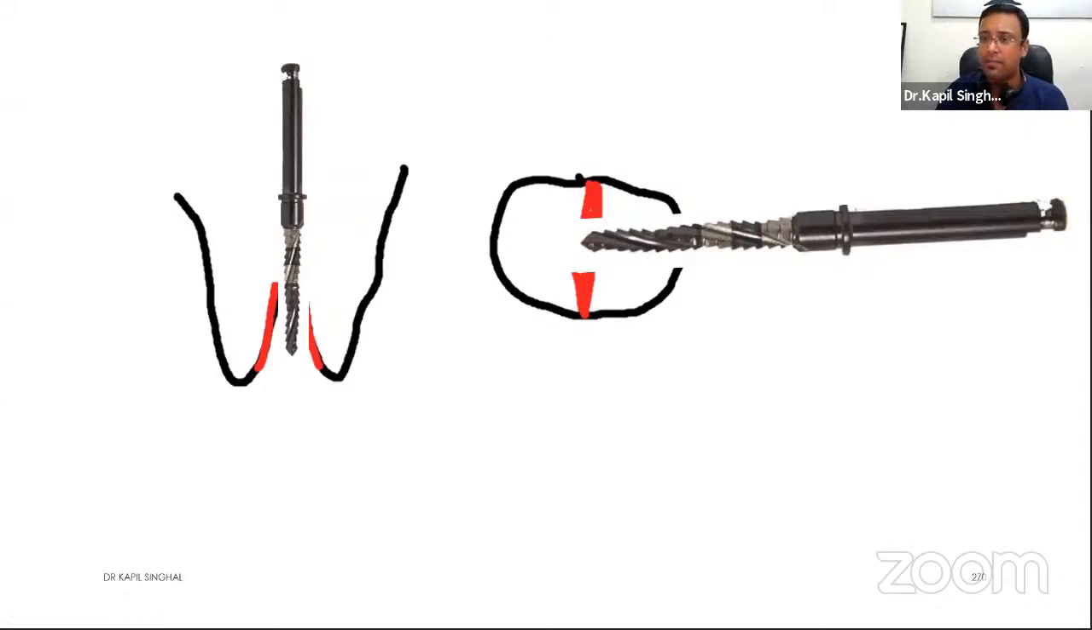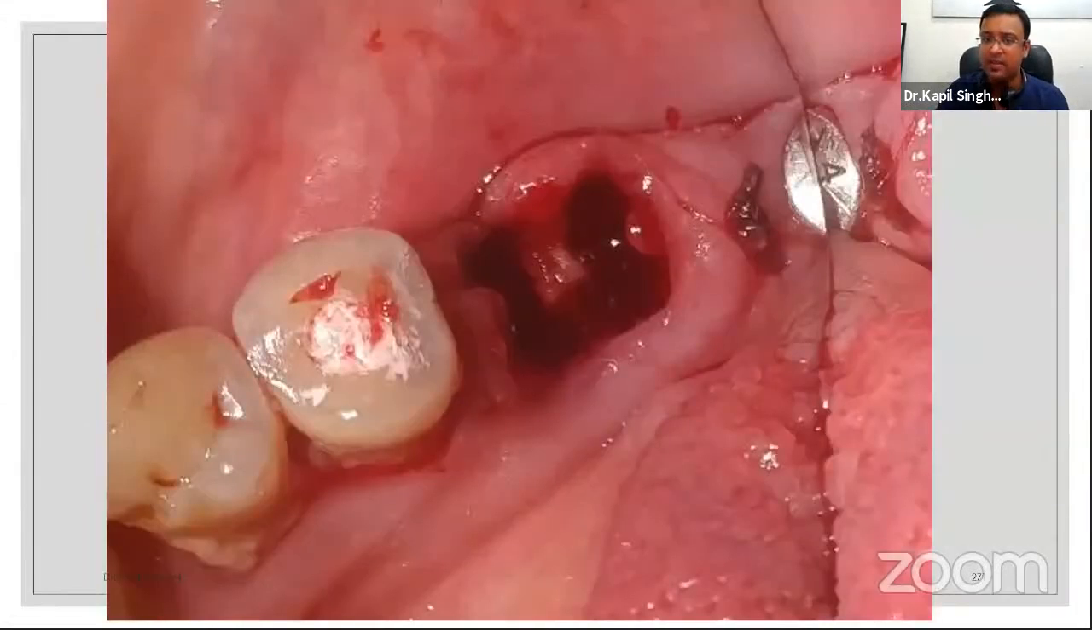Okay, now if I take my side cutting drill and I place my... so see, you can see in this diagram the channel is created. So I moved from my mesial socket to the distal socket and I created this channel.